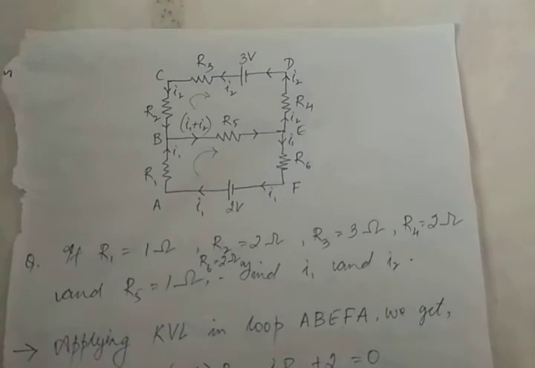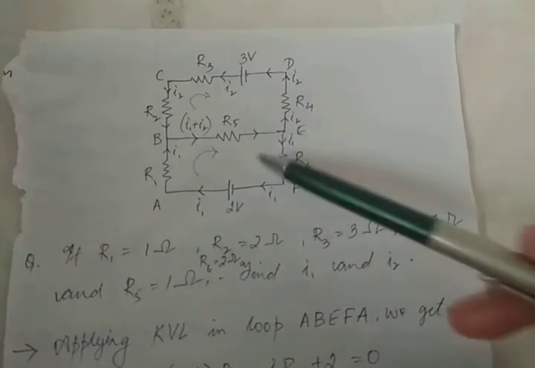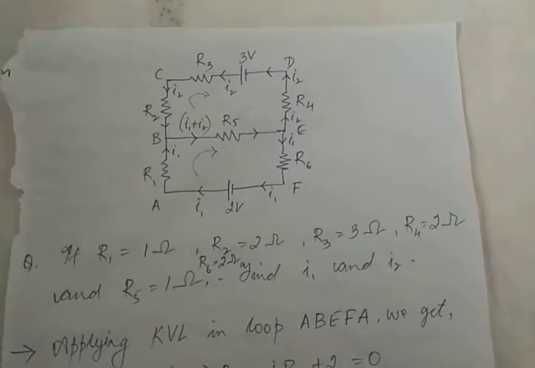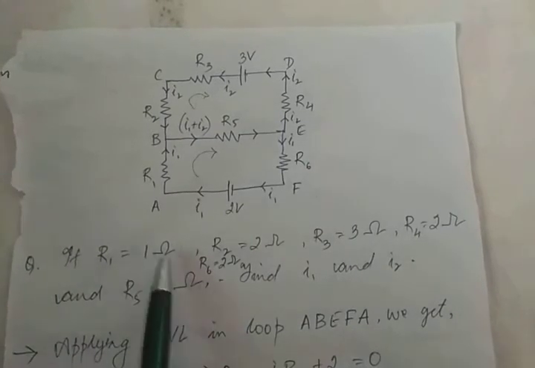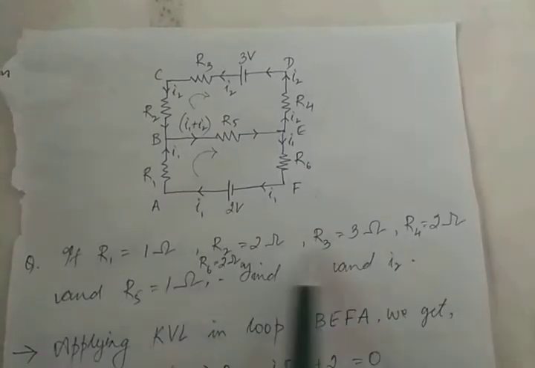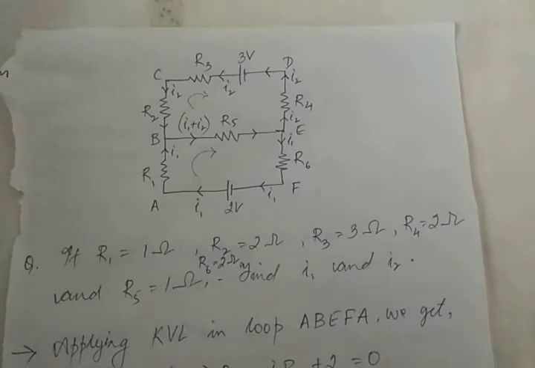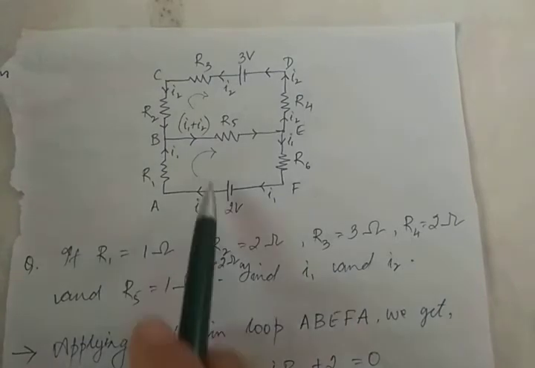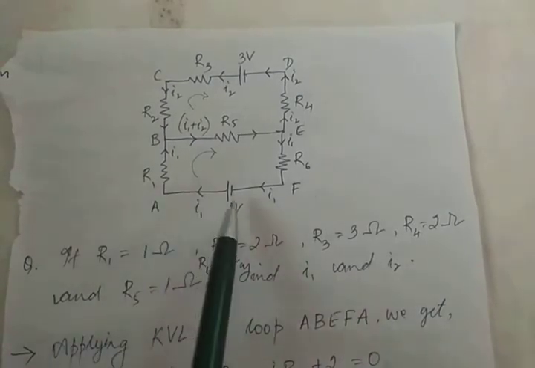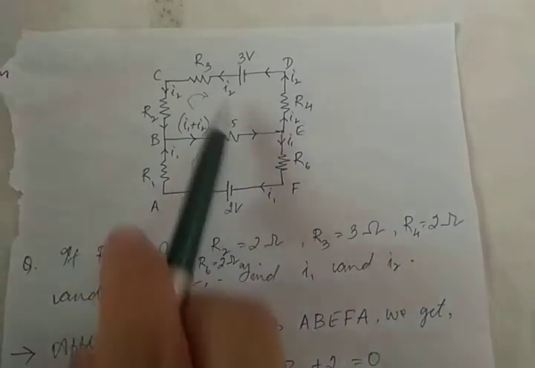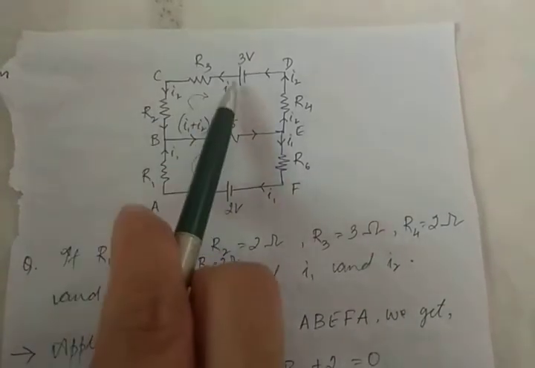Now what we need to do is, we need to apply Kirchhoff's voltage law and Kirchhoff's current law in both of these two loops. The question is something like, if R1 is 1 ohm, R2 is 2 ohm, R3 is 3 ohms, R4 is 2 ohms, R5 is 1 ohm, R6 is 2 ohms, find I1 and I2. I1 is the current that is drawn out of the battery of 2 volts, and I2 is the current that is drawn out of the battery of 3 volts.